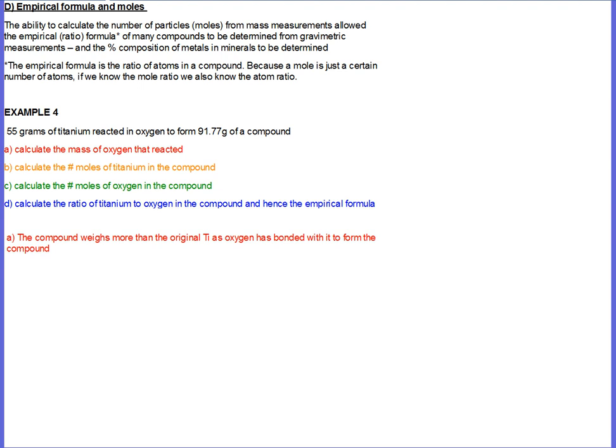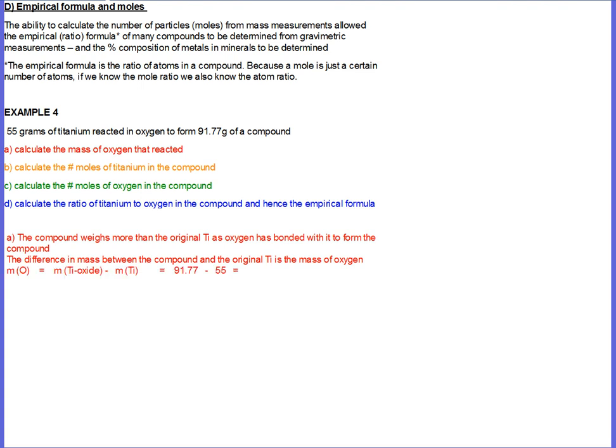So first of all, why does the compound weigh more than the original titanium? I had 55 grams of titanium, I burned it, and now it weighs even more. Well, the reason it weighs more is because it's reacted with oxygen, and now the oxygen atoms are attached to the titanium atoms to make a new titanium oxide compound. So that's why it weighs more. It's got the mass of oxygen attached. And that's handy because the difference in mass, therefore, must be the mass of the oxygen. So the difference in mass between the compound and the original titanium is the mass of the oxygen.